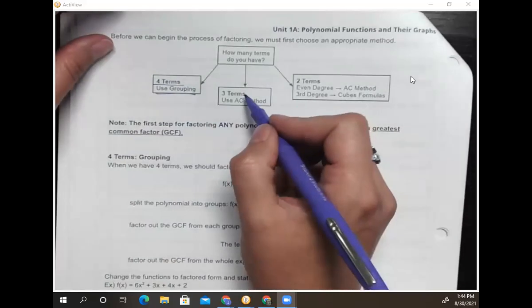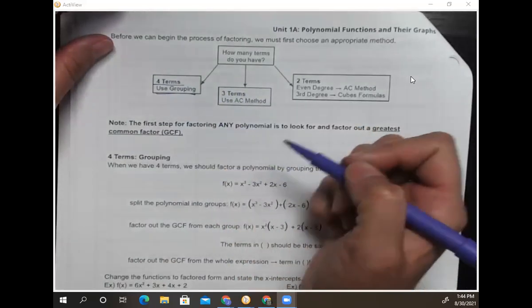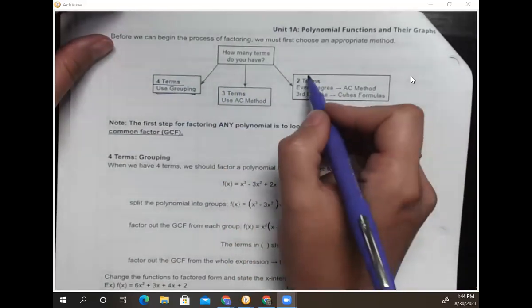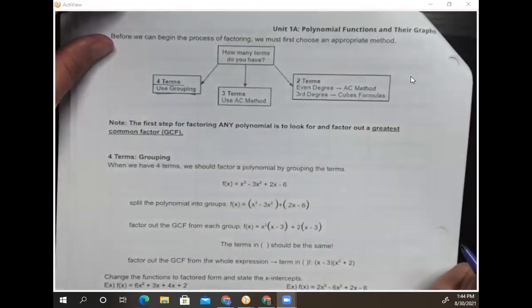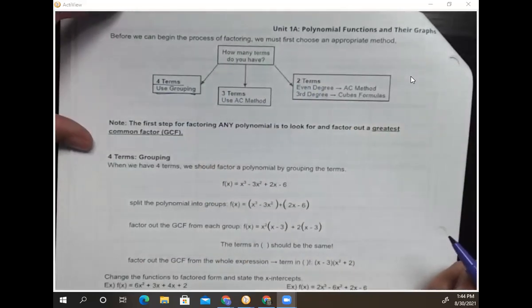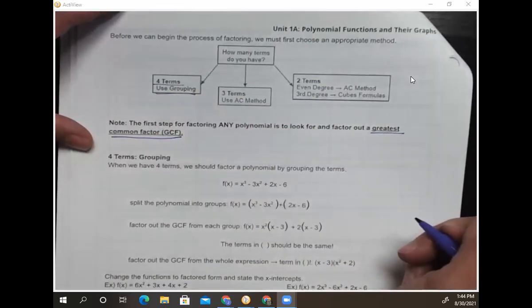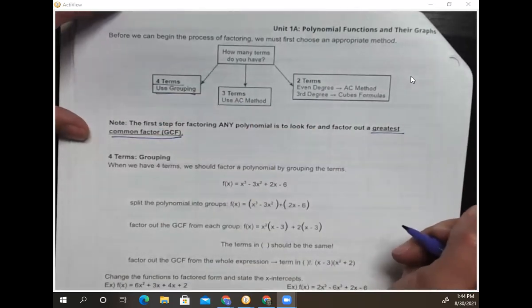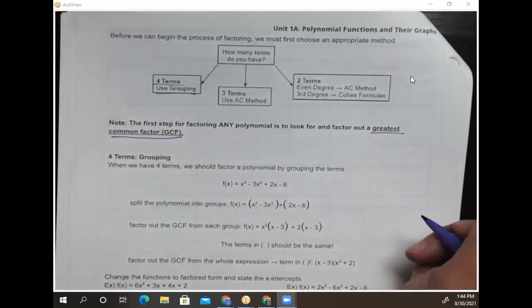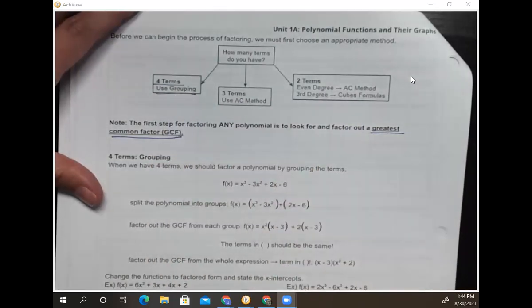We'll also talk about how to factor polynomials with 2 terms and polynomials with 3 terms. No matter what type of polynomial we're factoring, our first step to factor any polynomial is always to start by looking for a GCF, a greatest common factor. So is there something common to every term in my polynomial? If there is, I need to factor that out first and then factor based on the methods that I have.